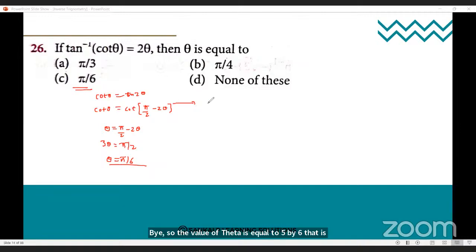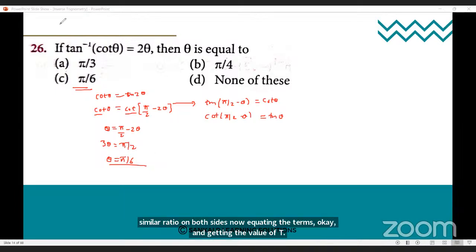Here we are making use of the formula tan of pi by 2 minus theta is equal to cot theta, and the reverse of this is cot of pi by 2 minus theta is equal to tan theta. So we are trying to get the similar ratio on both sides, equating the terms, and getting the value of theta. So theta is equal to pi by 6. Simple question.